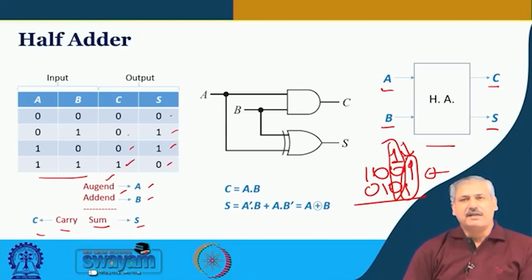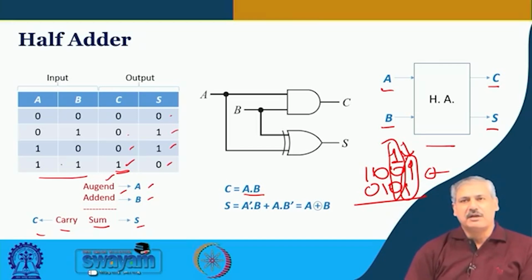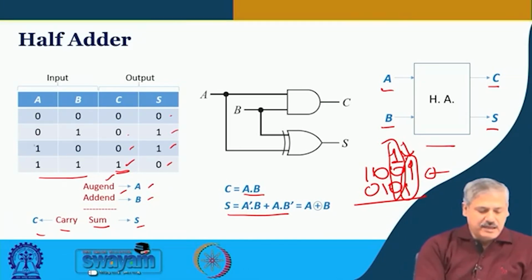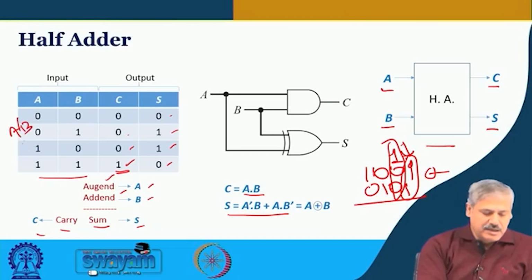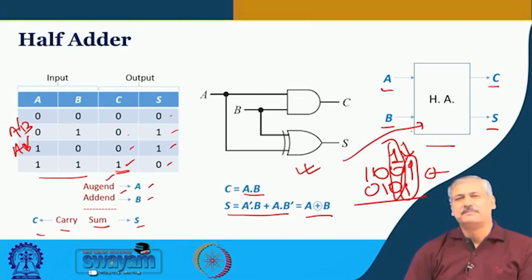So, how do we write it in the form of a logic equation to realize the circuit? The carry C is simply A and B. This is the min term where A and B both have value 1. The sum bit is obtained with A prime B and A B prime. You sum them up and that is nothing but the XOR operation. So, this is the circuit which is there inside this block. This is half addition.